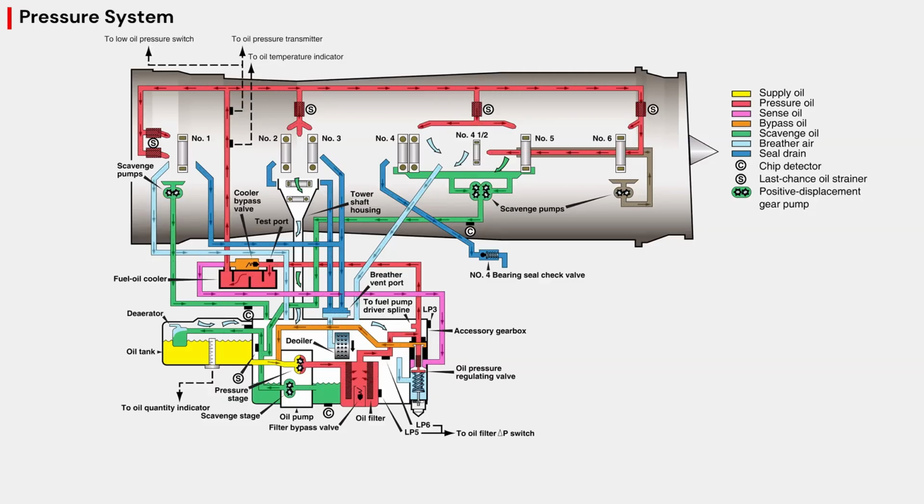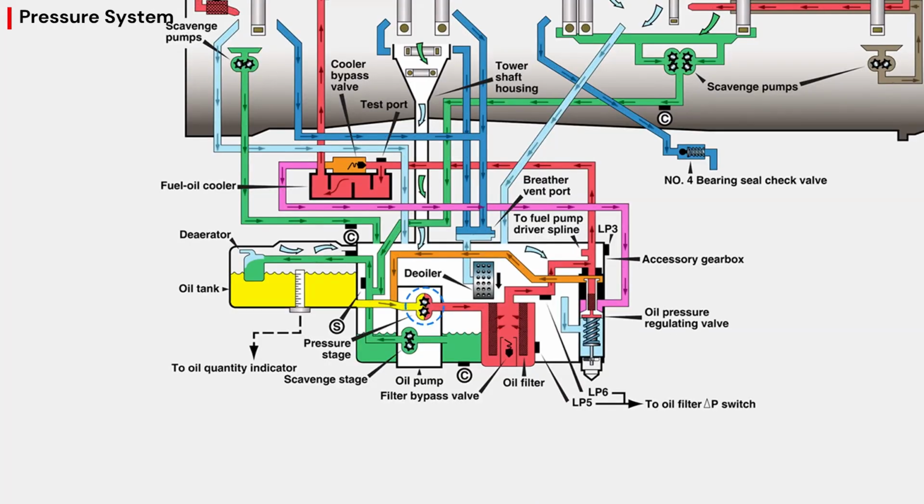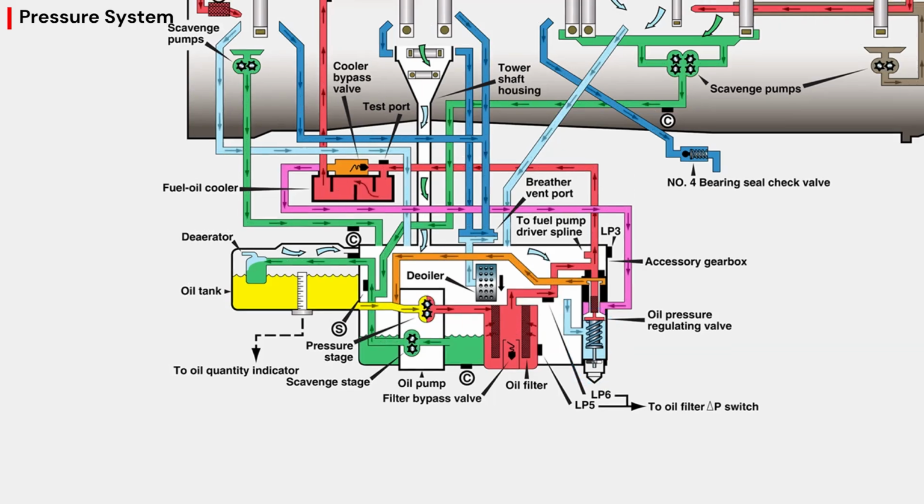Oil leaves the oil tank and enters a gear-type pressure pump located in the accessory drive housing. The pressure pump raises the oil pressure and sends the oil to the oil filter. The oil filter removes contamination before the oil reaches sensitive engine parts. If the filter becomes clogged, a bypass valve automatically opens so the engine still receives oil. From the filter, the oil flows to a pressure-regulating valve. This valve keeps the oil pressure at the correct level regardless of engine operating conditions.